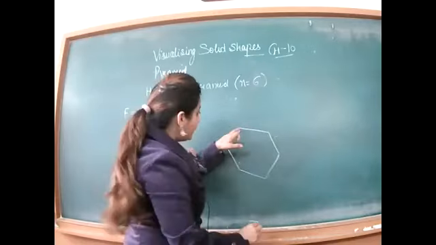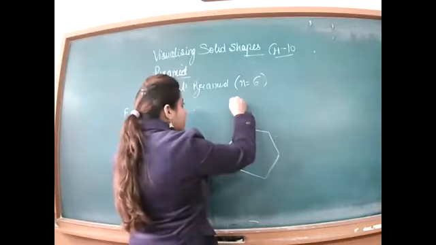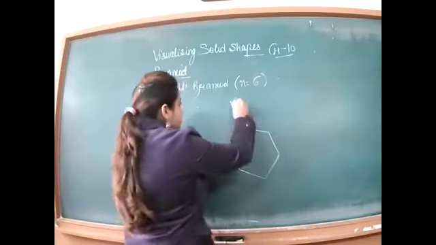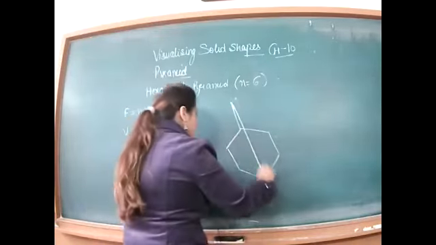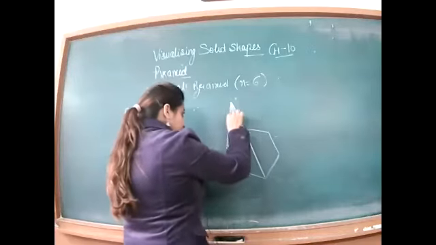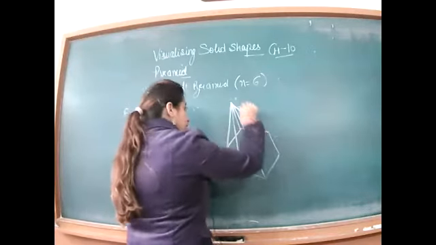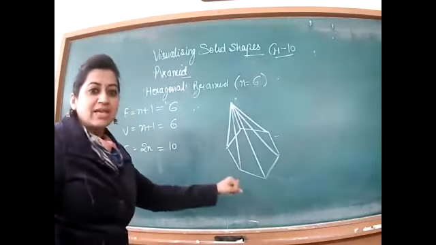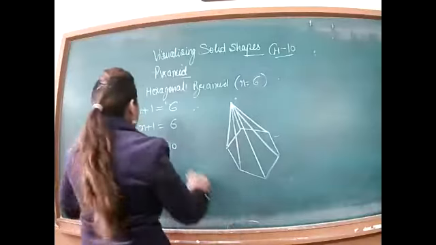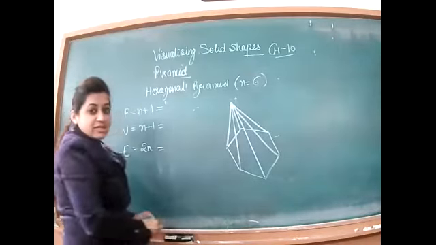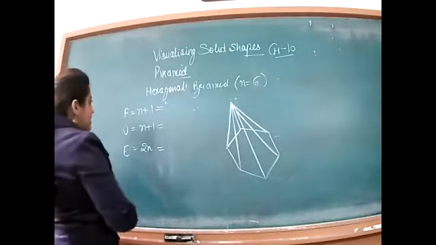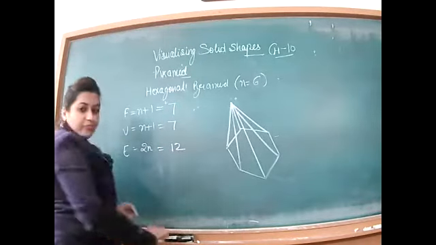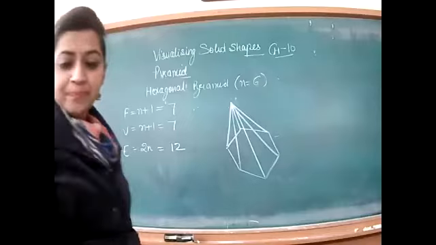Why have I drawn it slanting? When you take one common vertex and join, this line should not meet with this. Okay? It will be a little slanting in this manner. Is it okay? So this is your hexagonal pyramid. Let's write the faces, vertices and edges. 6 plus 1 is your 7, and double of 6 is 12. Is it okay?